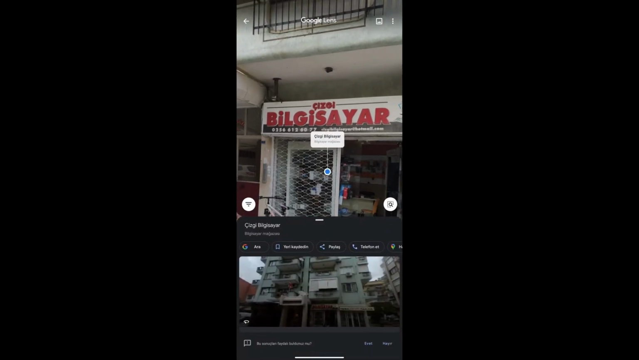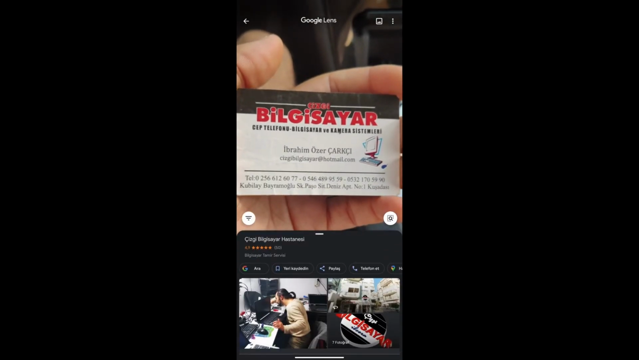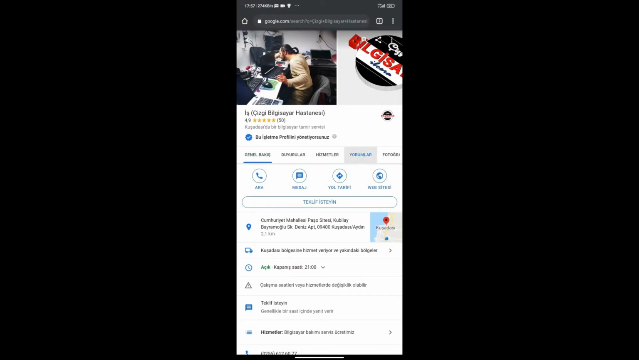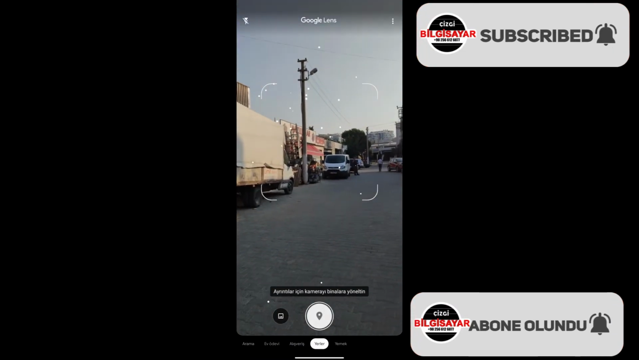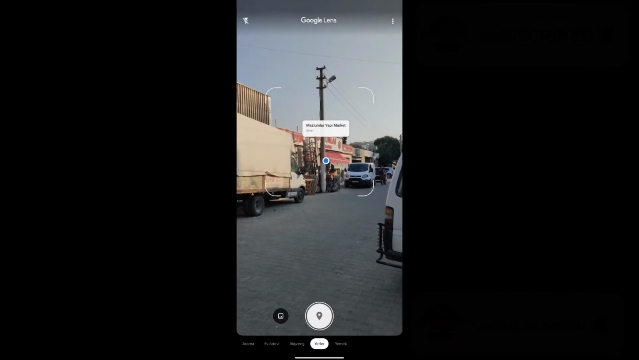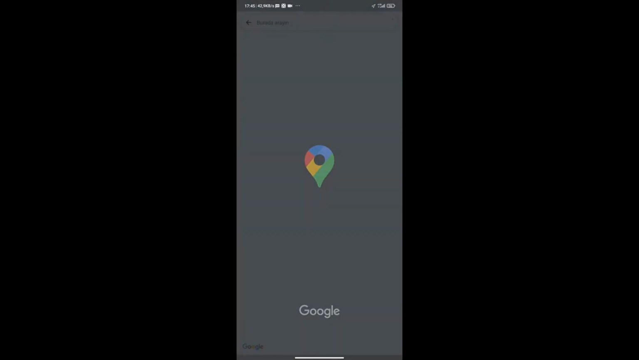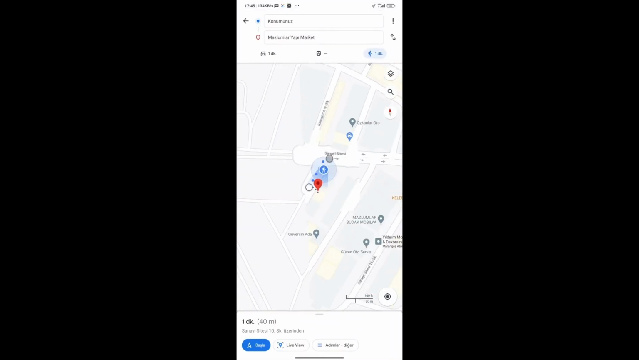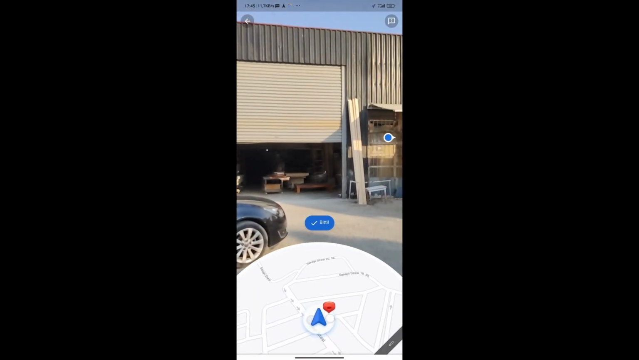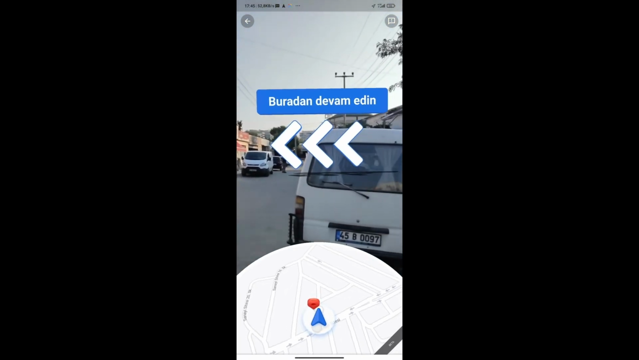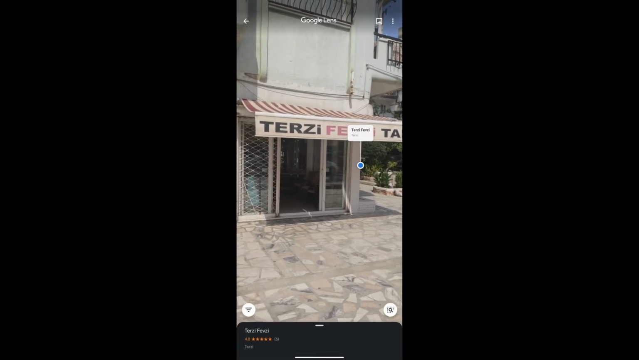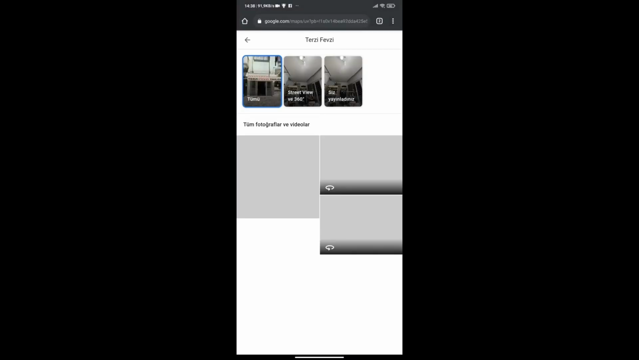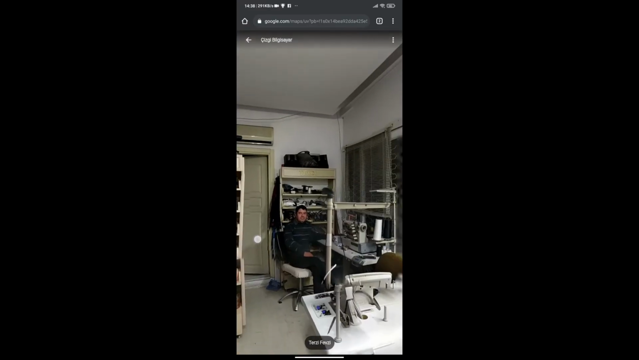When you open the lens and hold the camera to a workplace or any company card around, you can see what the company does, what it is selling, the good and bad comments about this company, the phone, the location, and how you can go. You can see a 360 degrees view of the company if available.